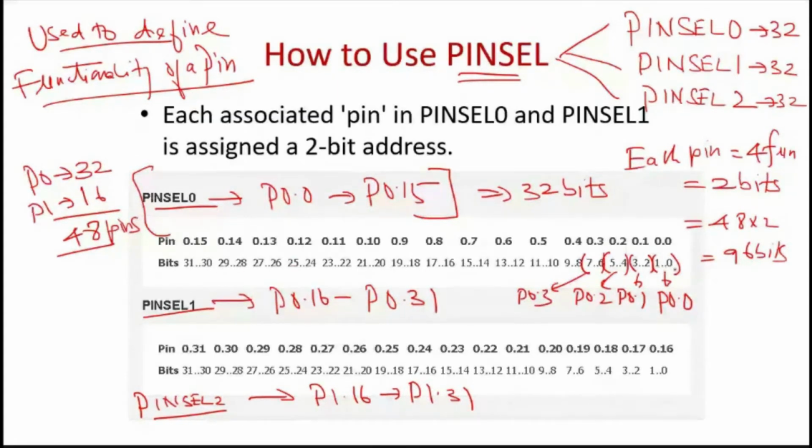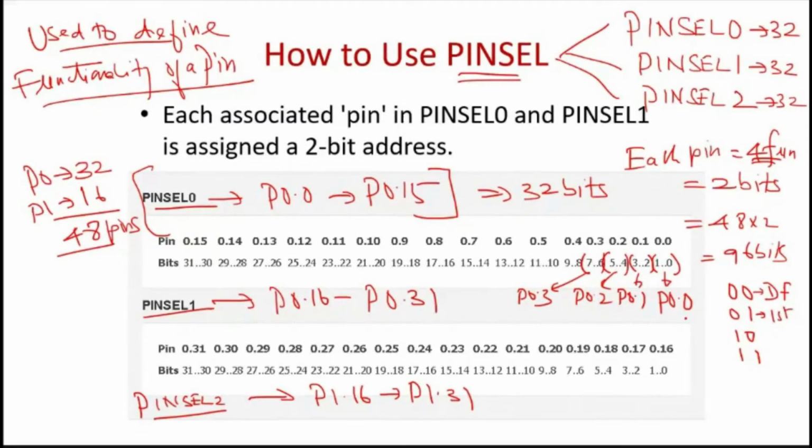Why do you require two bits for each port? Because we have 4 functions. 4 functions means what? 0,0; 0,1; 1,0; and 1,1. So if the first 2 bits are set at 0,0, port 0.0 will do the default function. If the first 2 bits of pin select 0 are set at 0,1, then it performs the first special function.